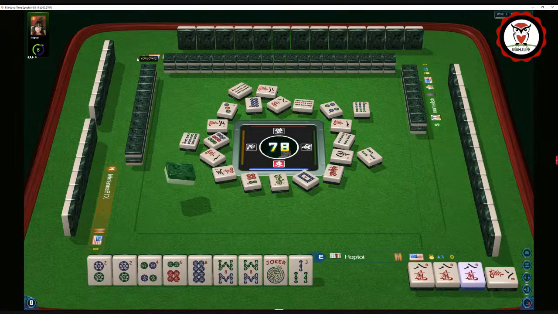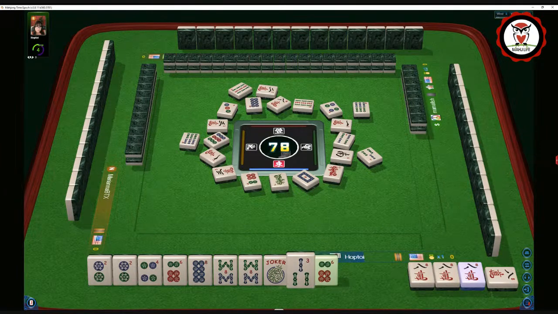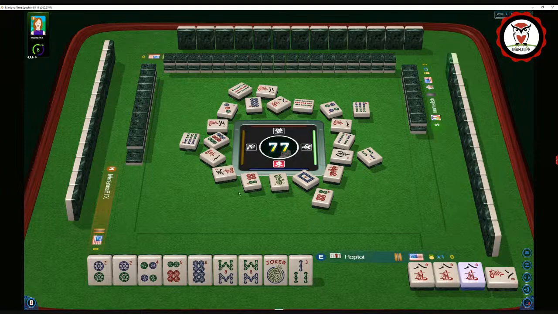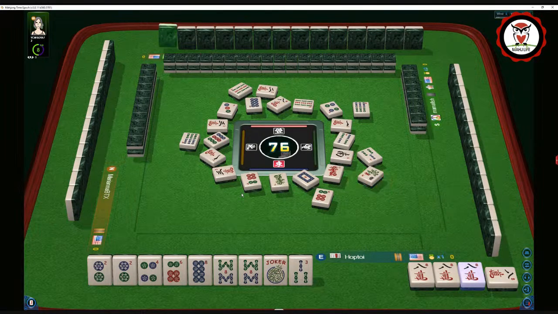9 bamboos. Oh, we don't need the 6, and the 3 bam was out. 6 dots. Nobody wanted it. Flower. Yeah, flowers, they're the bane of my existence, most times. I don't know why. Green dragon. They're evasive for me.